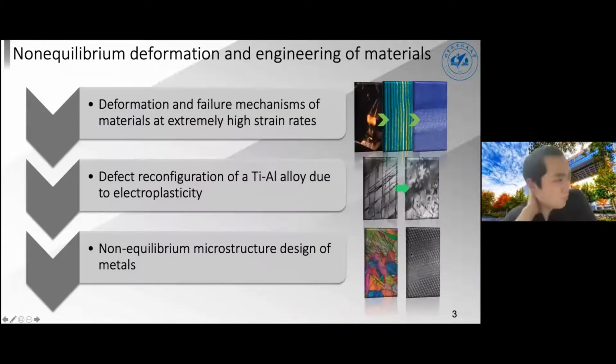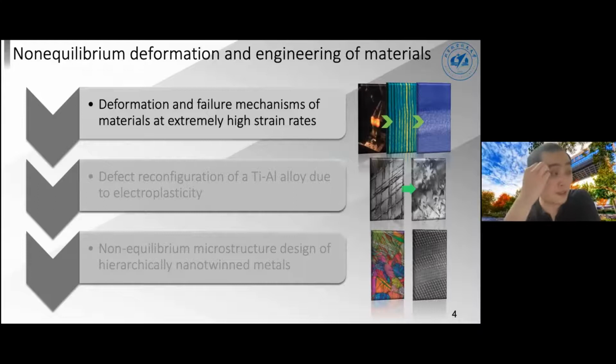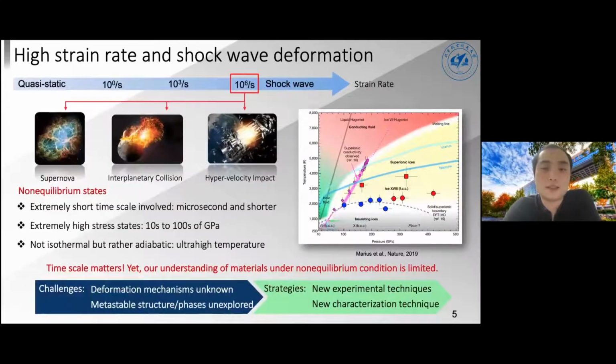So today, I'll use 3 examples to demonstrate what I mean by non-equilibrium deformation and engineering. I don't think I have enough time to go through all of them. Hopefully I can go through the first 2. So the first one concerns deformation and failure mechanisms of materials at extremely high strain rates. So what is strain rate? A strain rate is a parameter that defines how fast we deform the material.